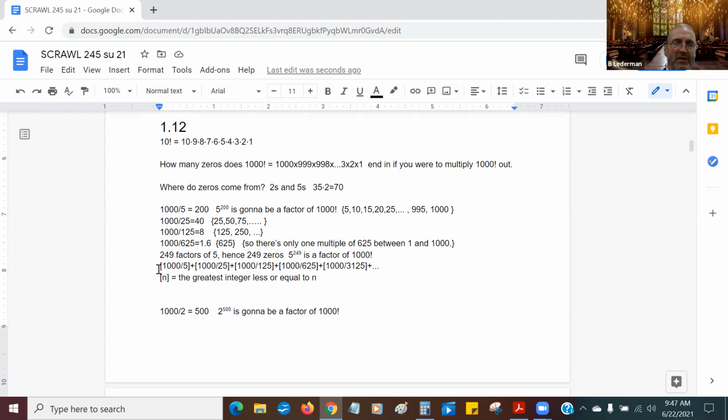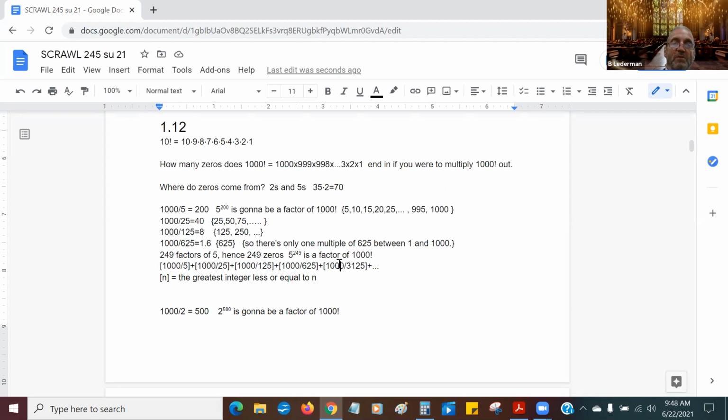Now, if you notice this notation over here, I have these brackets. These brackets are something called the greatest integer function. The greatest integer of n means the greatest integer less than or equal to n. Now 1,000 divided by 5, we said that's 200. 1,000 divided by 25 is 40. 1,000 divided by 125 is just 8. But 1,000 divided by 625 is 1.6, and the greatest integer less than 1.6 is 1.